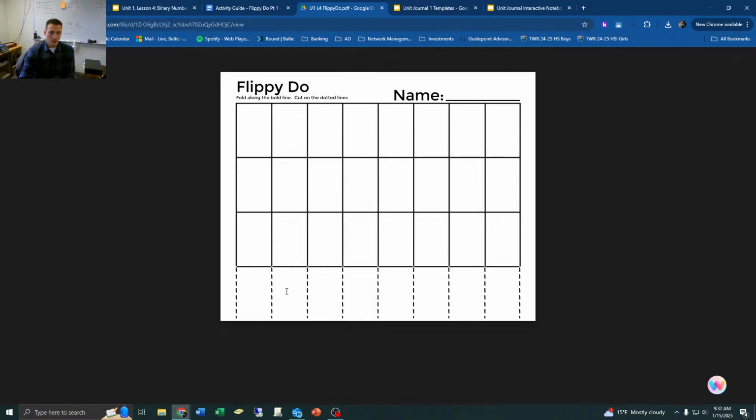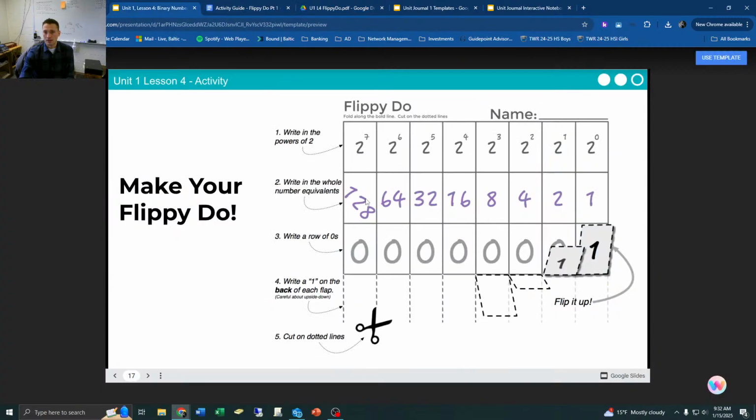And then we're going to complete your Flippy-Do using this slide as a guide. So we want it to look like this. We want to put in the powers of 2. So 2 to the 7th, 2 to the 6th, all the way down to 2 to the 0. Write in the whole number equivalents. So 128, 64, 32, 16, 8, 4, 2, and 1.